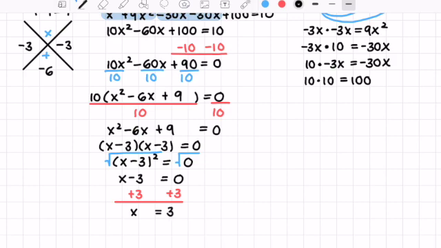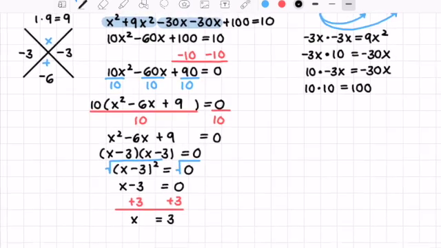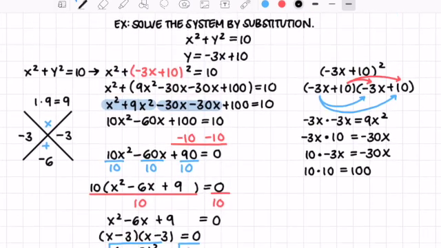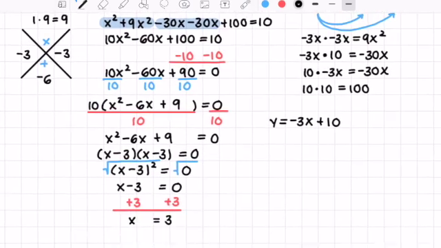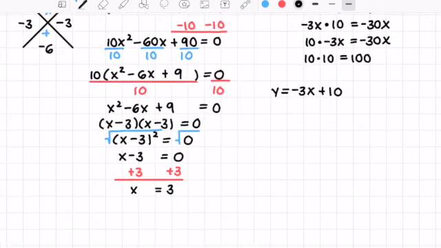So now that I have my x value, I can find out what my y value is. All I'm going to do is just pick either one or the other equation from the very beginning. I'll pick this one. This one seems to be an easier one to substitute. So we have here y equaling negative 3x plus 10. And I'm going to take my x equaling positive 3, plug it into the equation.